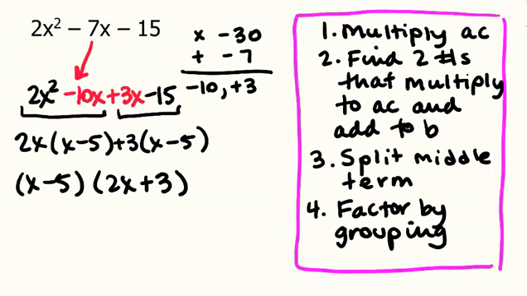By splitting the middle term, you're just replacing it with the two numbers, yes. Because you're getting negative 7x from negative 10x plus 3x. And moreover, if you were to FOIL this back out, you would see that negative 7x is comprised of negative 10x and positive 3x. But I would leave that to the reader.